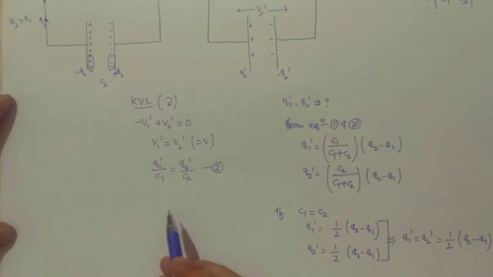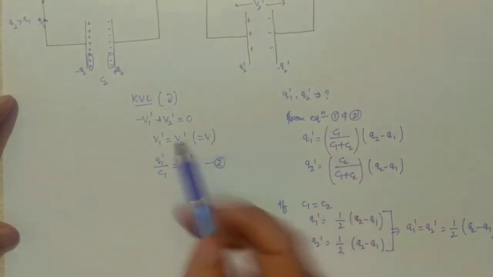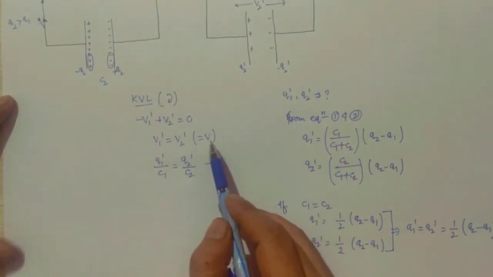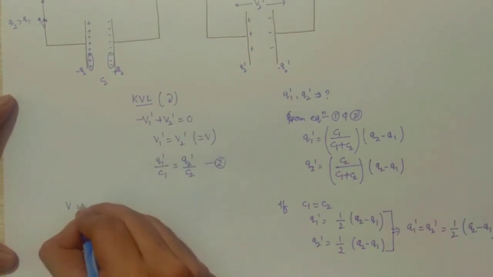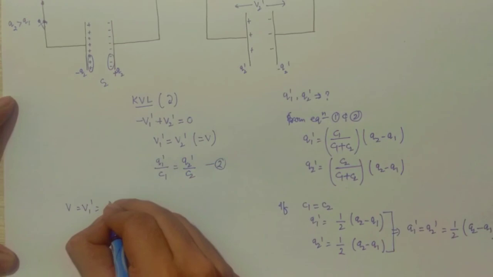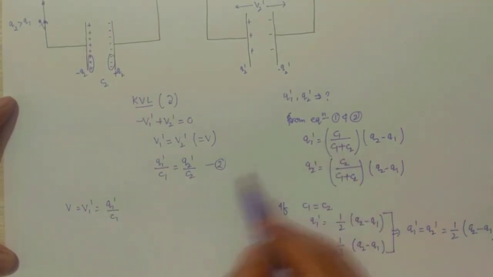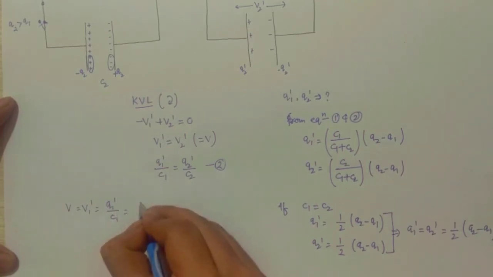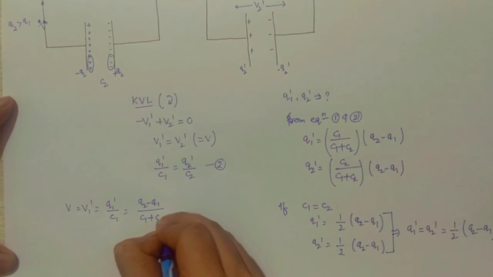Now one more point, remember here what is the final potential difference between the plates of the capacitor, that is the final common potential V or V dash, V1 dash. So V, which is equal to V1 dash, and V1 dash is equal to Q1 dash by C1. Put the value of Q1 dash from here, C1 will cancel out, so this will be equal to q2 minus q1 divided by C1 plus C2.